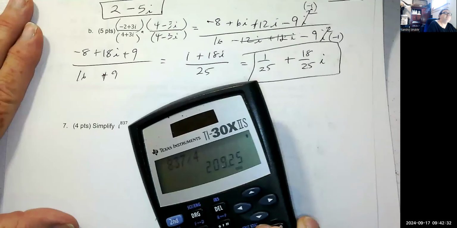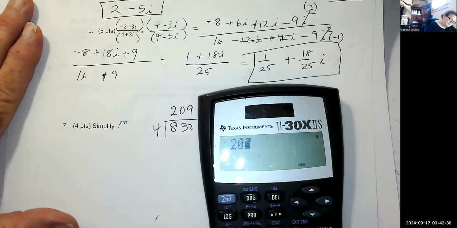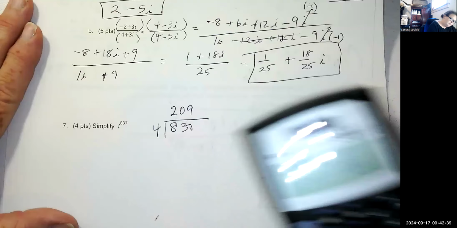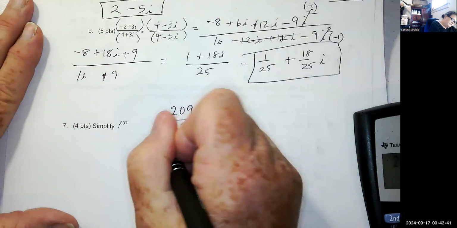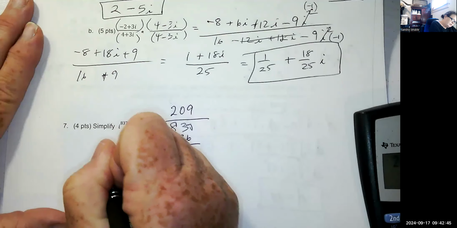Is 209. And then just take 209 times 4, 836. So that's i to the 1. So i to the 837 is equal to i.